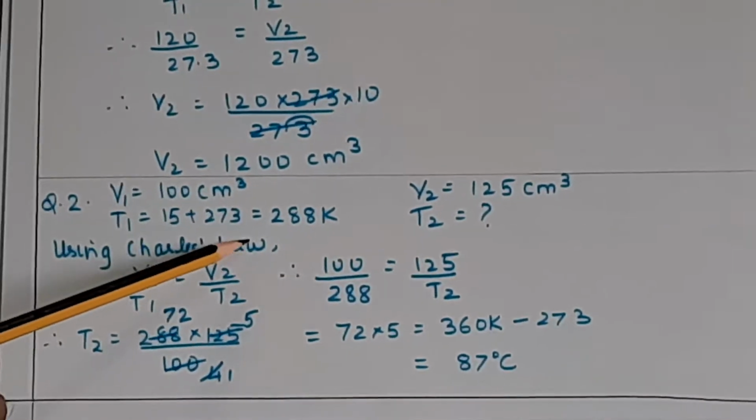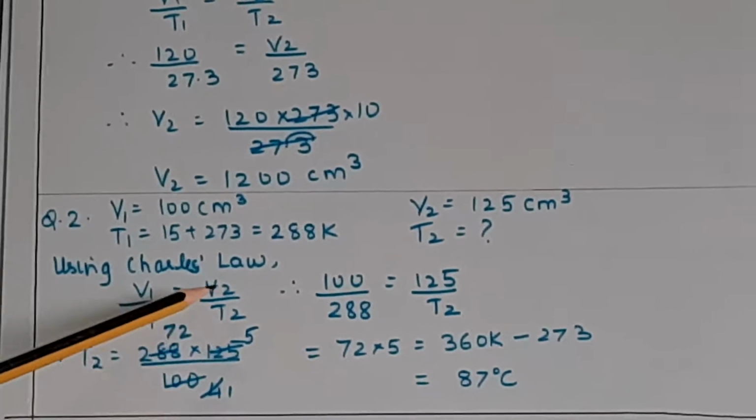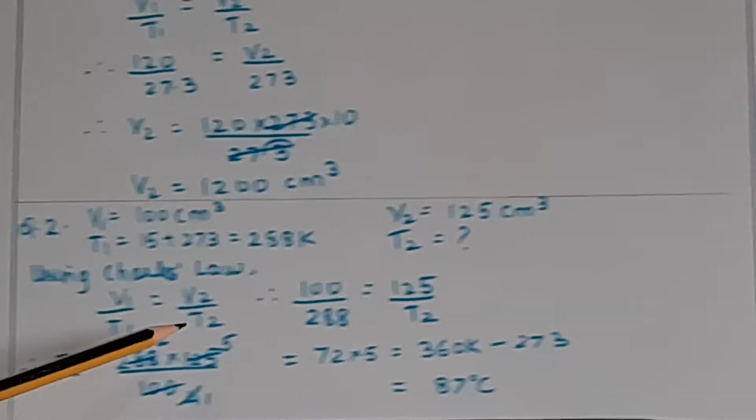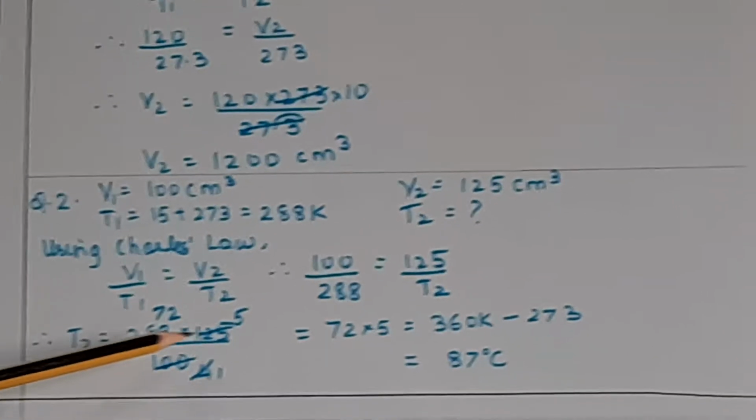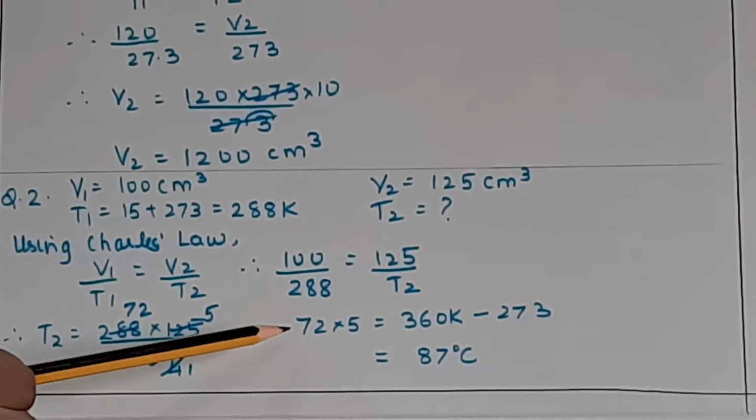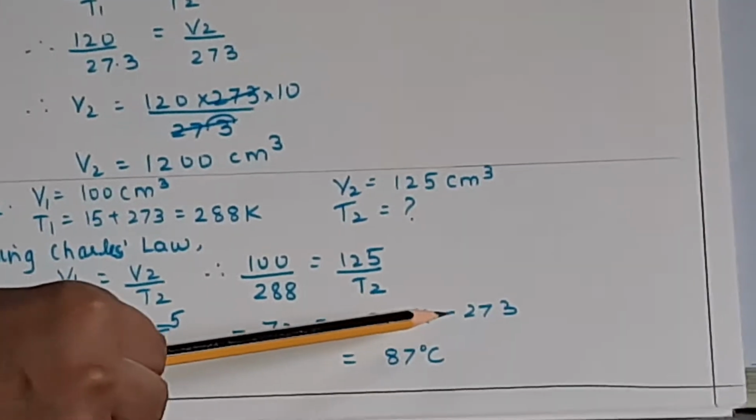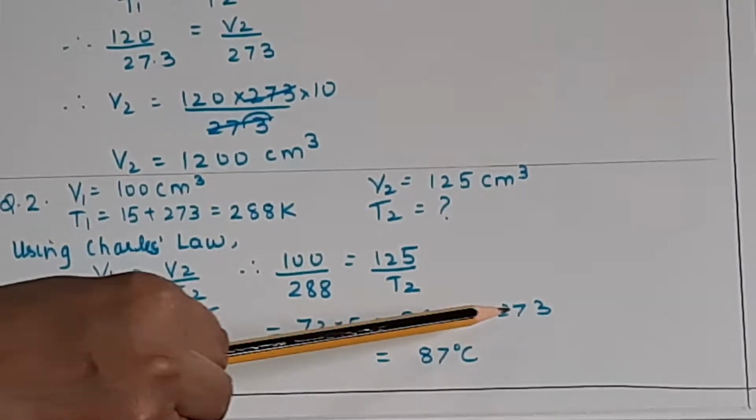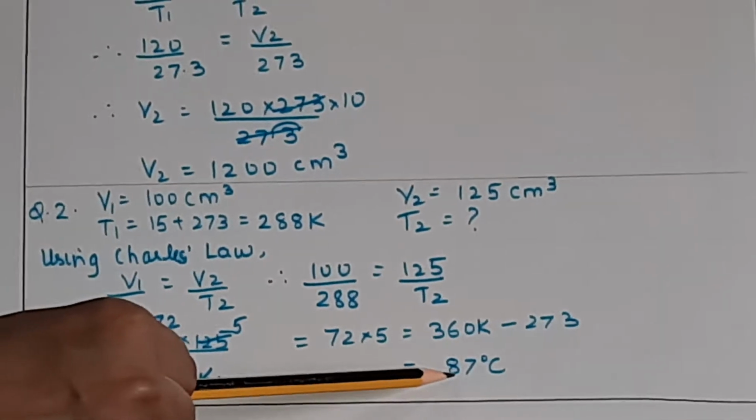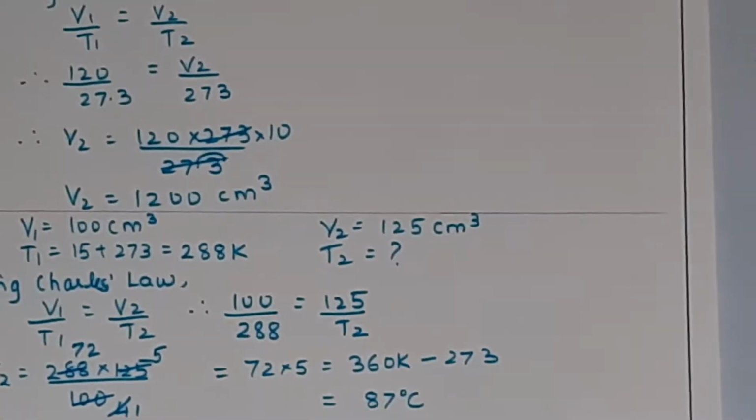So using the Charles law, V1 upon T1 is equal to V2 upon T2. Now substitute the values in the Charles law equation, and you simplify it, and finally you will get T2 as 72 into 5, which is 360 K, and that minus 273 is 87 degrees Celsius. Okay, so we will move to the next part now.